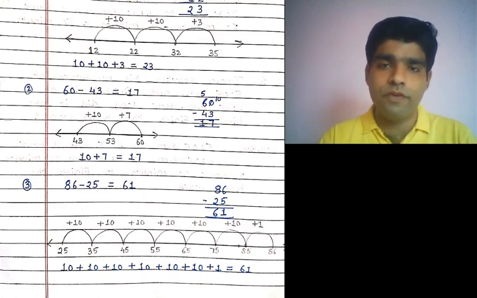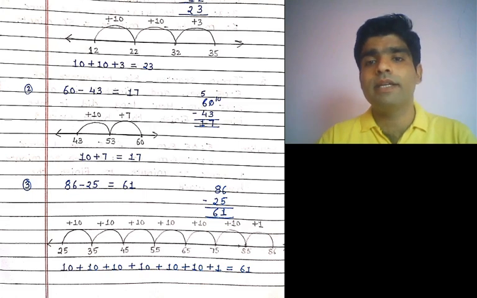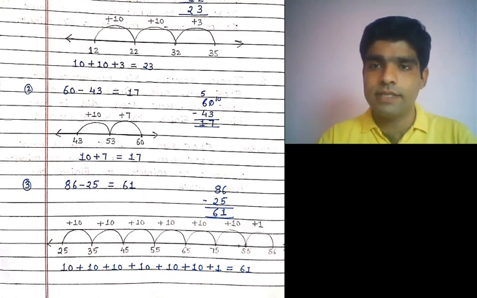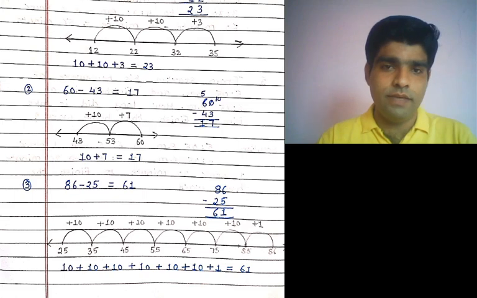Your answer is 1. Okay, 8 minus 2 is equal to what? 6. It means that your answer is 61. Okay, so 86 subtract 25 is equal to 61. Okay, this is the simple method.